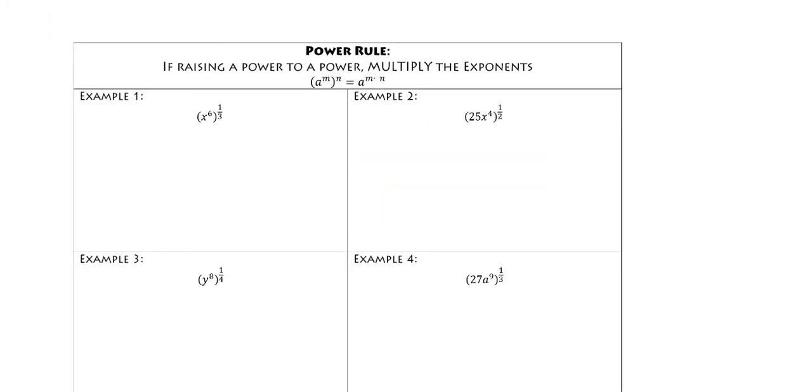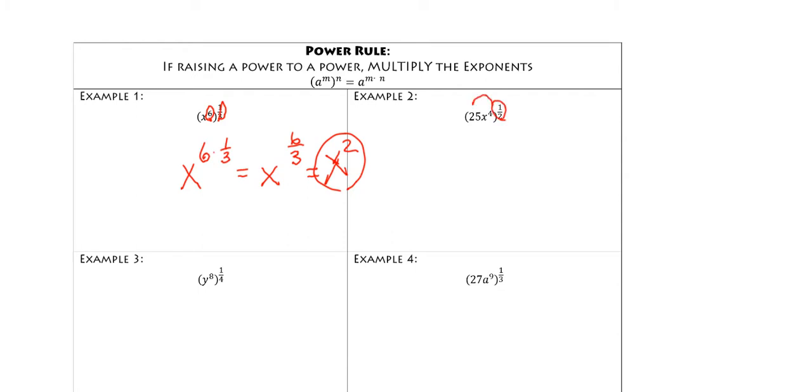The last rule we're going to look at today is the power rule. So this means when you have a power, this m is a power, the exponent, raised to another power, you multiply them. So here, x to the 6th power, that whole thing raised to the 1/3 power, you take 6 times 1/3, so that's x to the 6/3 power, or x squared. Final answer.